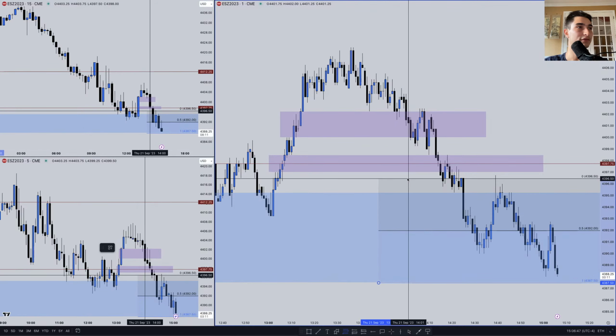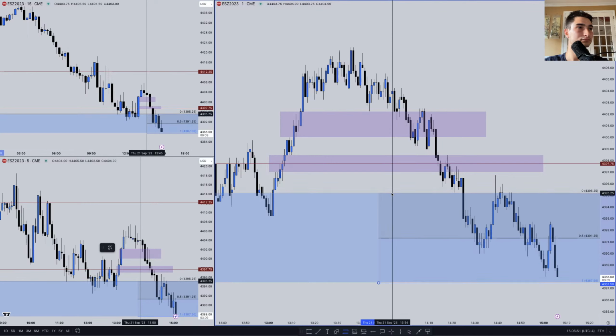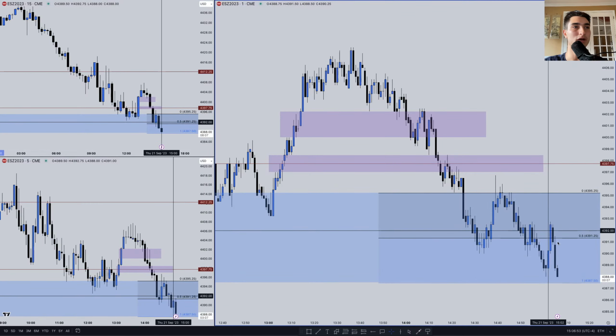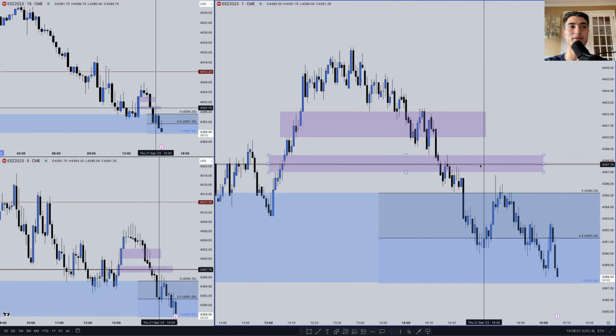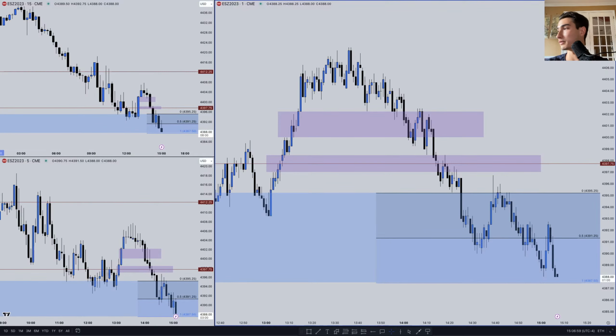Looking at this daily fair value gap, we should remain below consequent encroachment. Probably should not get above that if we're going to continue lower for the afternoon session. So that's what I'm going to go into the market looking for.